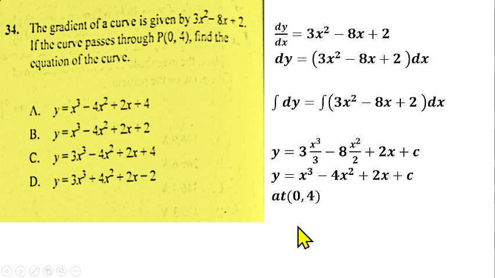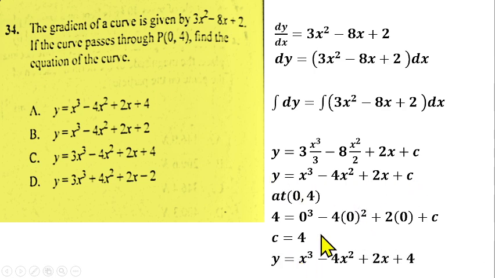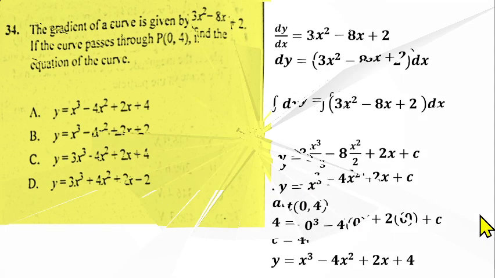Put that here. You have 4 equals 0 cubed minus 4 into 0 squared plus 2 into 0 plus c. So technically everything here is 0 and our c will be equal to 4. If you return that into this equation, you have y equals x cubed minus 4x squared plus 2x plus 4, which is option B for question number 34.